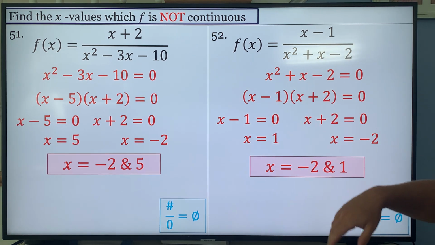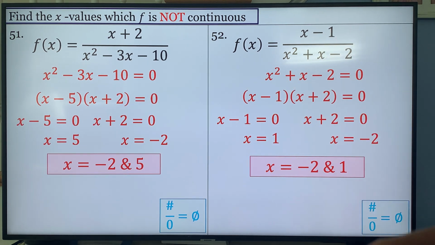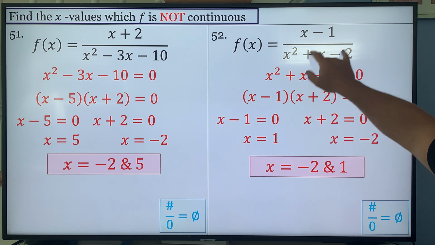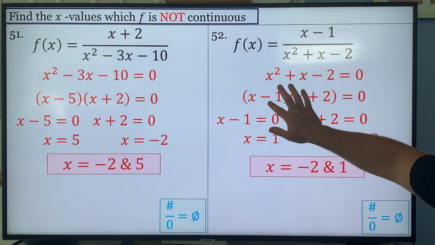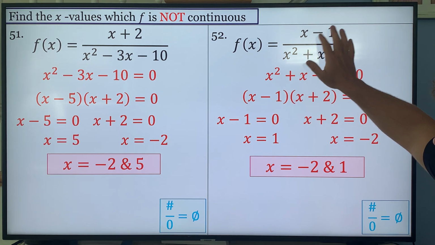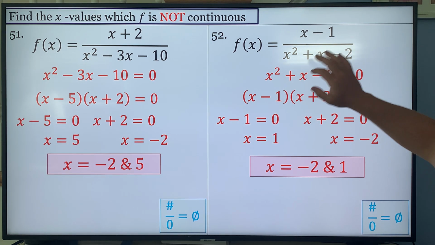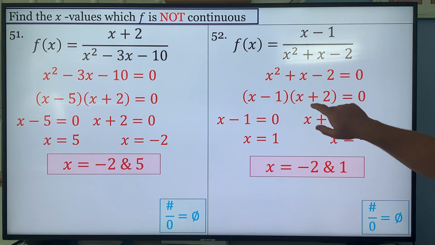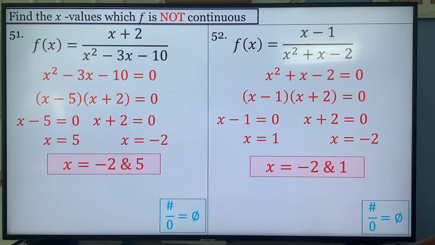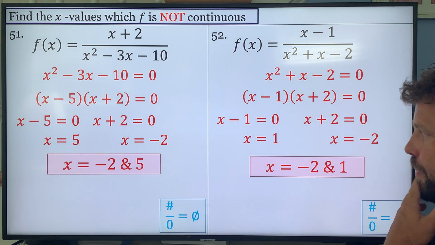X minus 1 will be a hole. X plus 2 will be an asymptote. We'll get into that later on. If you factored this first and canceled out the x minus 1s, leaving you with 1 over x plus 2, there's still a hole there, okay? Because the limit's the same there from both sides, but there is a hole there still, so it's still not continuous. And then the x plus 2, where x equals negative 2, that would be an asymptote, all right? We'll get into that later on.